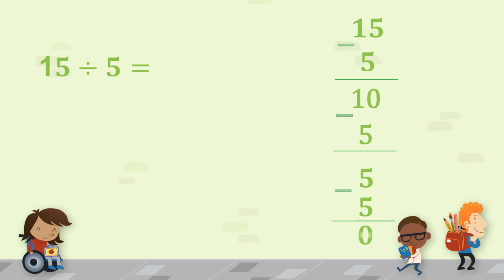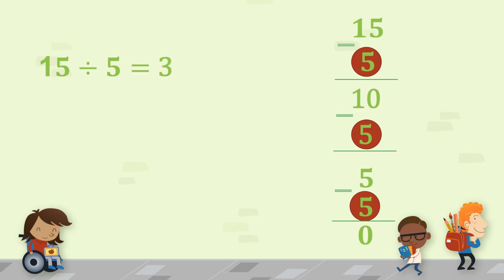How many times do I subtract 5 from 15? I subtract 5 from 15 3 times. So the result is 3. Is 3 times 5 equal to 15? Let's check. 3 times 5 is equal to 15 from the times table of 5. Yes, 5 times 3 is equal to 15. So my answer is correct.